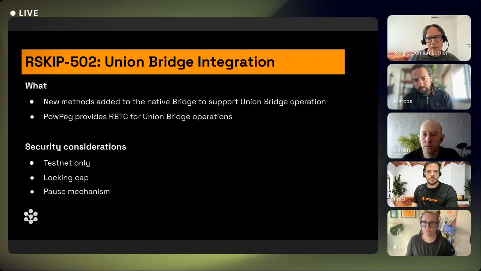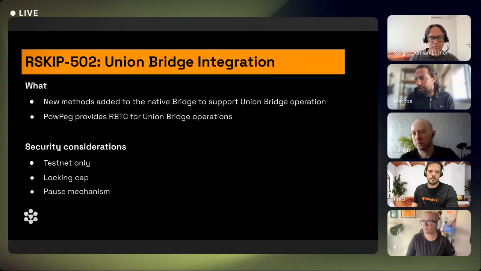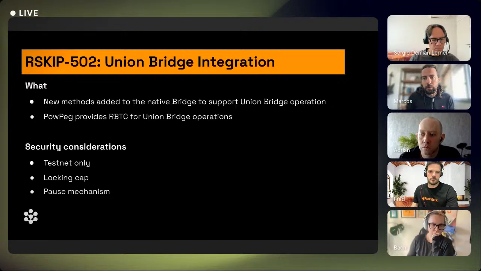I want to add that this pause mechanism only affects the Union Bridge, so the PowPeg will not be paused. This is very important. The user will always be able to retrieve the funds and withdraw the funds into Bitcoin, right? True. The PowPeg remains decentralized. The users can make use of it without the need of the pegnatories to peg in. They need the pegnatories to peg out because they need a signature, but that keeps working as usual.